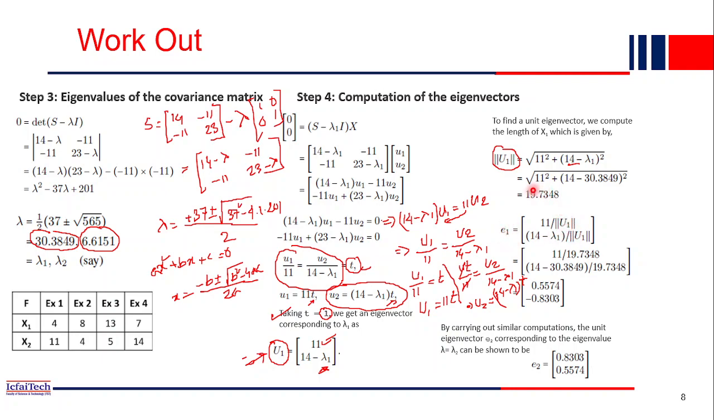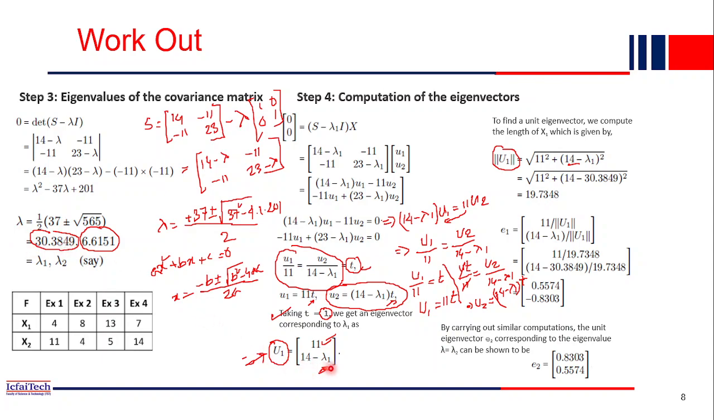Here U1 already we have computed. This is U1, you replace it, and lambda 1 also 30.38 is the lambda 1, right? So this lambda 1 value you replace it, you will get the final expression for E1. So it is 0.55 and minus 0.83. So this E1 is the first principal component. So what we have done, we have substituted lambda 1 value, right? Lambda 1 value is 30.38.